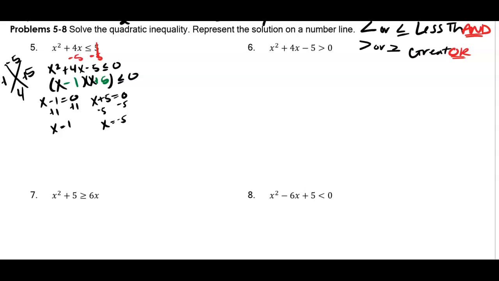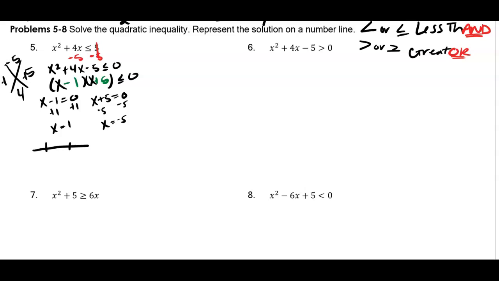Now that you have your critical values, now you must determine whether you have a less than problem or a greater problem. So to do so, we're going to look at our inequality symbol. So here I see that I have an inequality symbol of less than or equal to. So less than, I have an and problem. So, and problems, I like to draw my number line first.